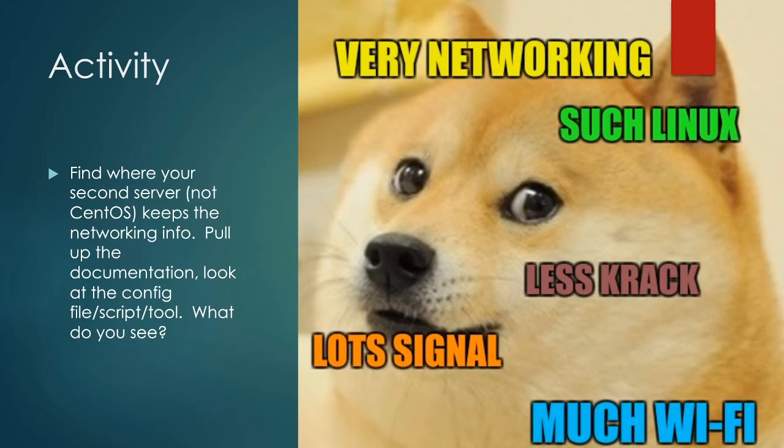The next activity that I'd like you to do is not on the CentOS server, but whatever your second server is. Pull up the documentation, and I want you to look at how the network is configured. Is it a config file? Is there a script? Is there a tool? What do you see? Where did you find it? How did you find it? And make a note of all of those things. This should be somewhere in your notes and your documentation, but you want to do a little bit of research to see where that is. Feel free to take a moment and pause me here and come back after you've done this.